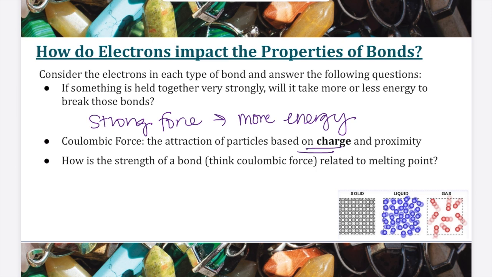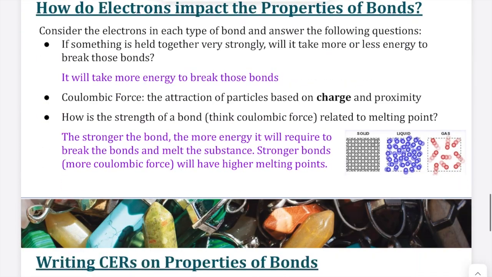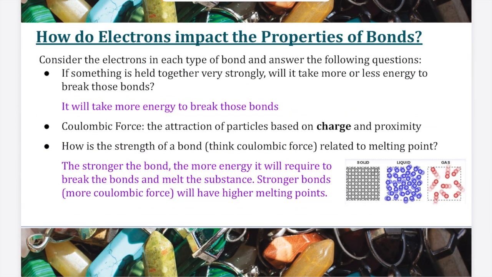So how is the strength of the bond related to its melting point? Well, if we have a strong bond or a strong force, that means that the melting point should be very high because we need a lot of energy, heat energy, in order for that to melt. If we have a weak bond, that would result in a low melting point because we need less energy in order to break those up. All right, again, feel free to pause on here if you need.